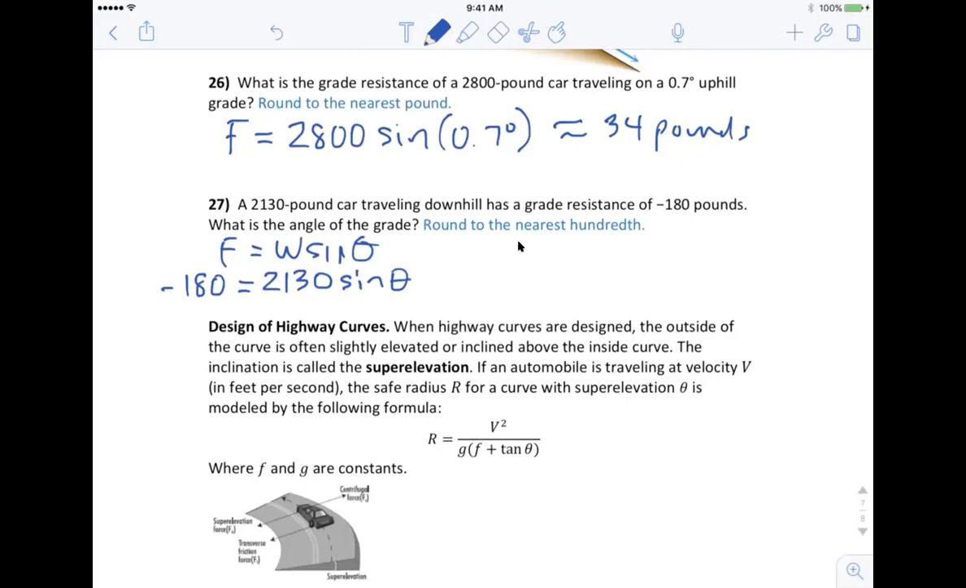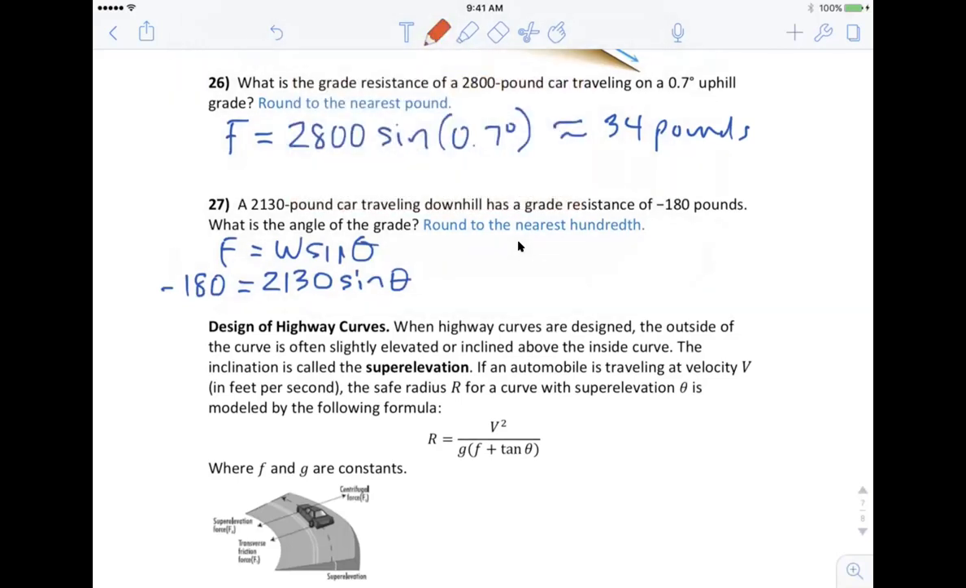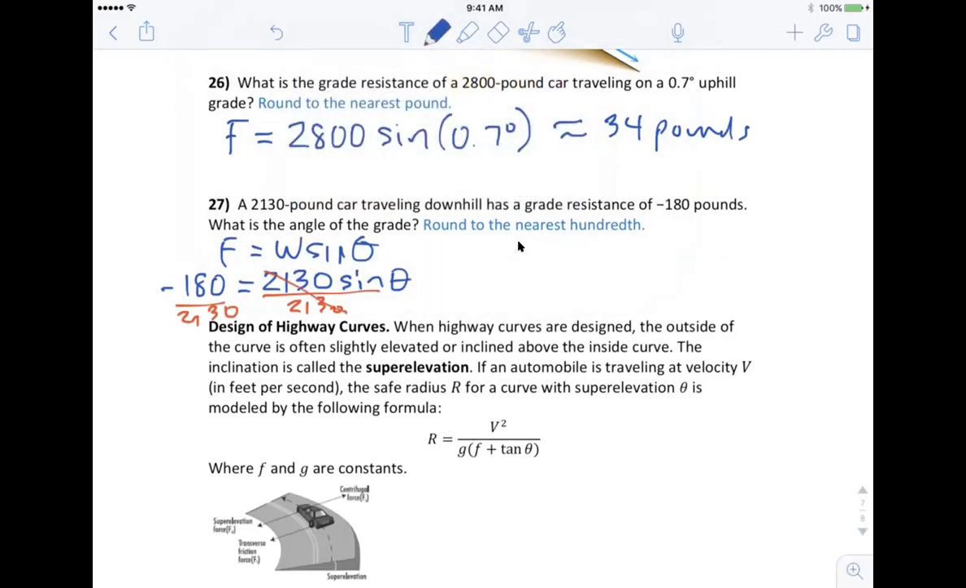So I want to isolate the trig function, and I would divide both sides by 2130 first. Divide out that 2130. That cancels that. And so what I end up with is negative 180 divided by 2130 equals sine theta. And I didn't calculate that yet. I'll just do it all at once in my calculator.